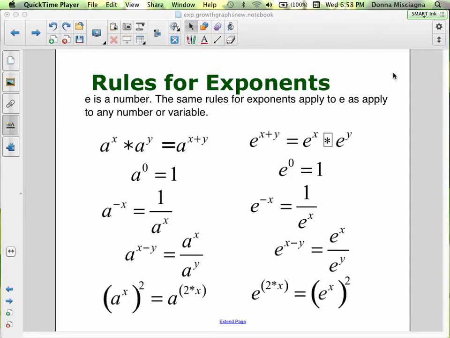Welcome. This is just a quick review of rules for exponents. All of this is in your notes. All right, so e is a number. The same rules for exponents apply to e as apply to any number or variable, because even a variable just stands for a number.